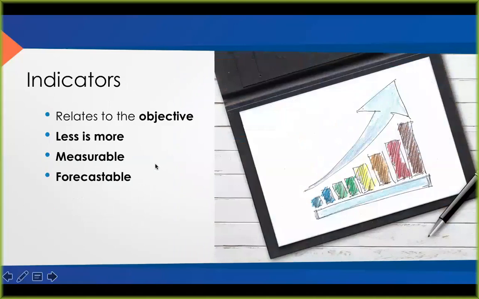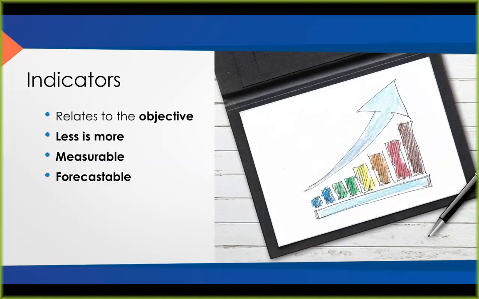Okay, so the indicators, as I said, they're related to the objective, and less is more. If you can have one objective, for instance, the outdoor gym, you want to have 10 kids who are active 3 more hours a week than they normally are.